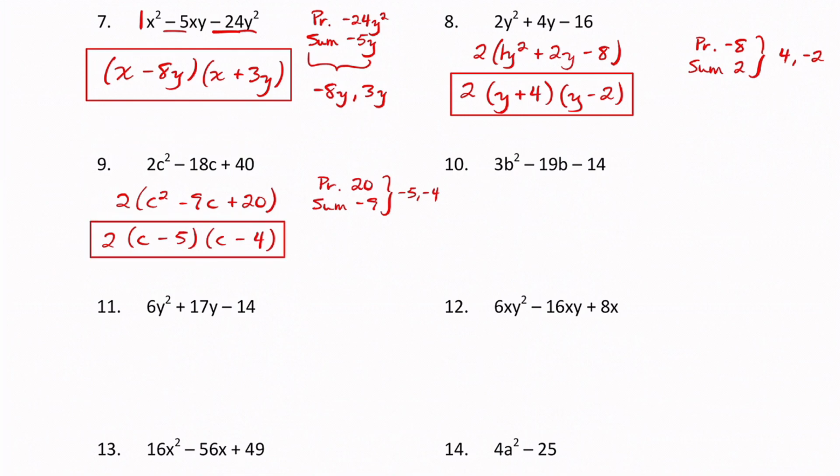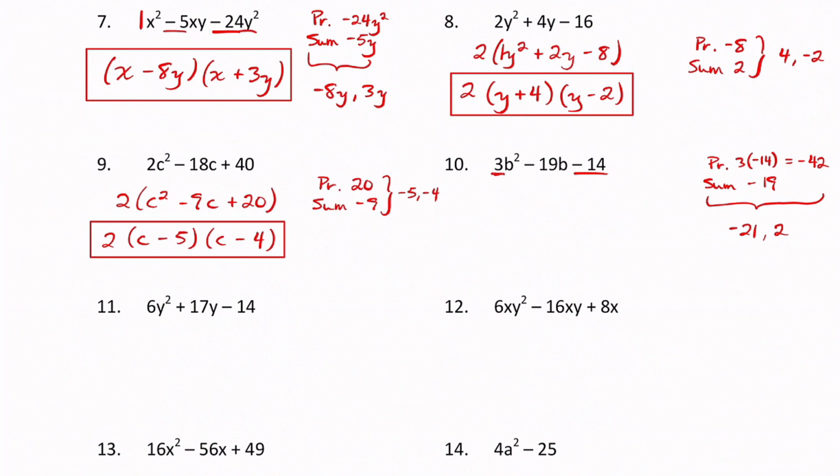Okay, looking at number 10 now. There's nothing common between all of the terms that I can pull out, so I'm going to go straight to my product and my sum. Product now is 3 times negative 14. And then the sum is that middle number, negative 19. So two numbers that multiply to negative 42 and sum up to negative 19 are negative 21 and 2.